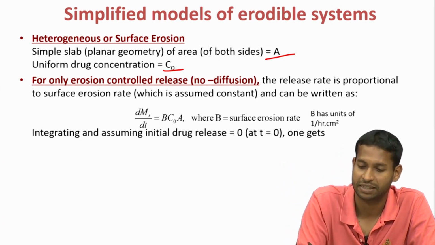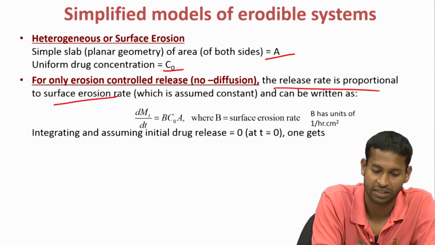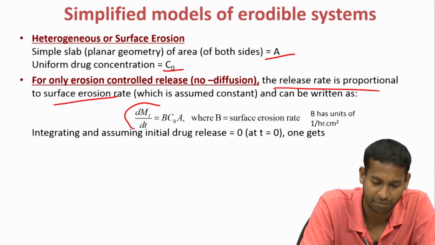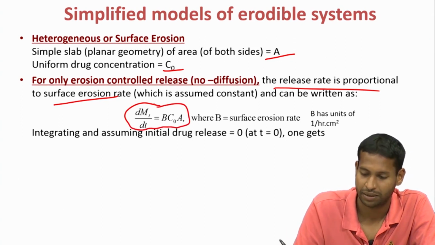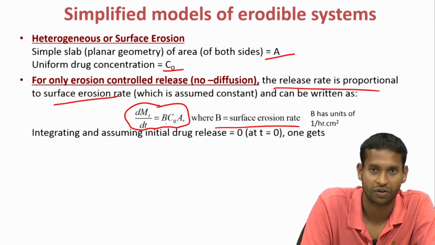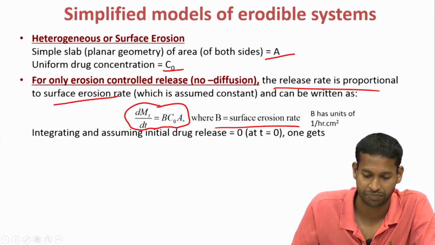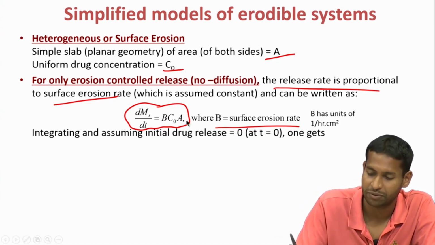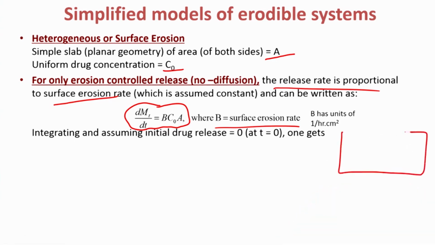So, then the release rate is essentially proportional to the erosion rate. So, dM/dt is nothing but the surface erosion rate, which is defined here as B, the concentration of the drug, and the area through which it is eroding. And remember this area is of course going to change over time. So, if I have a device initially which was this, and if its surface erodes into a device which is this, the area from which the drug is coming out has obviously changed.